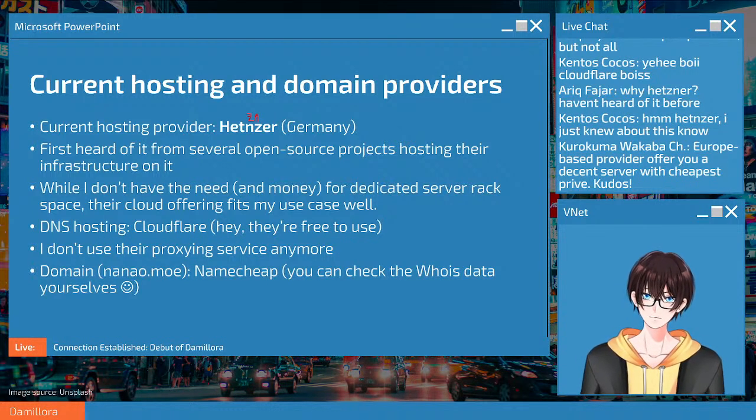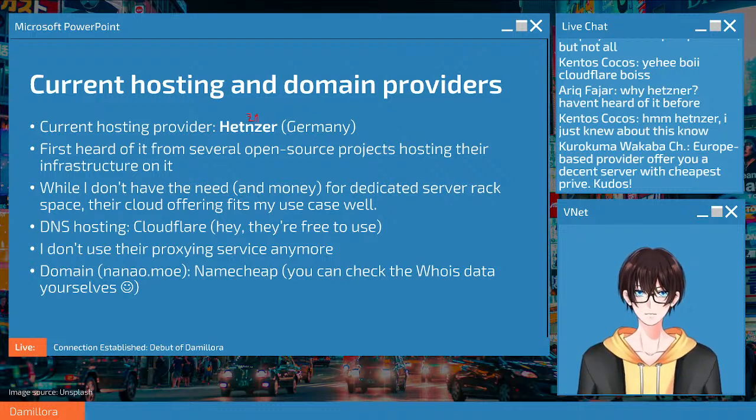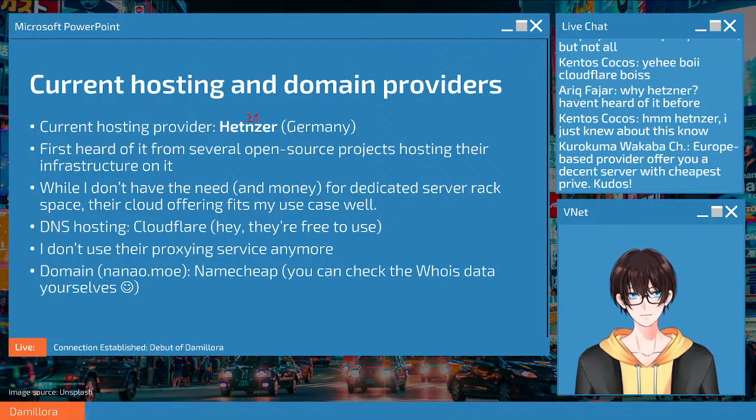And for the DNS hosting, I currently use Cloudflare. I actually experimented with using their proxy service for a while, but in the end I decided not to use it because they only really proxy HTTP and I have a lot more ports than HTTP that I need to expose, like for example my mail server. So in the end I just don't use them for that anymore.